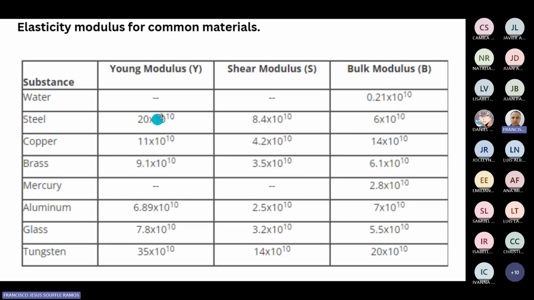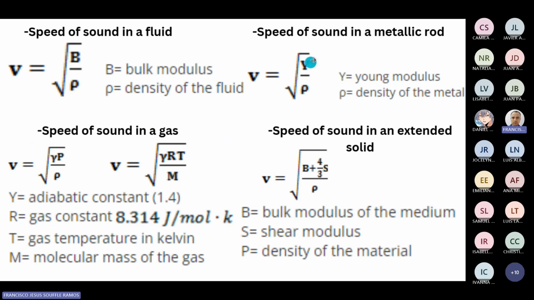If it is steel, you will use this value. If it's copper, you will use this value, etc. So you will take that value and plug that value right here. So it's really easy. This one and this one is the same idea. Go and look for that value and plug it there.